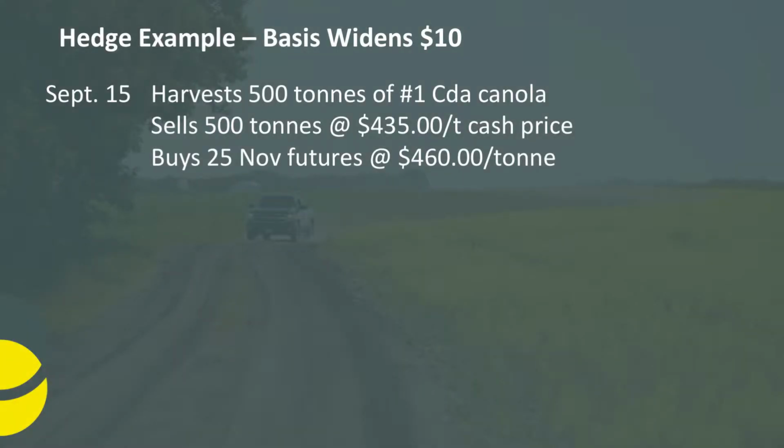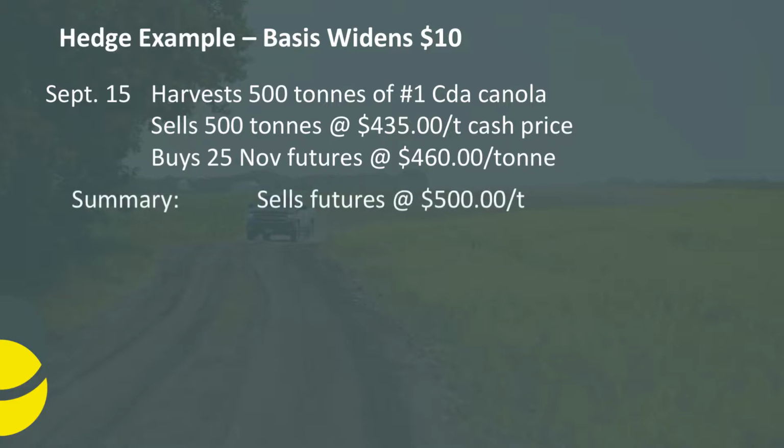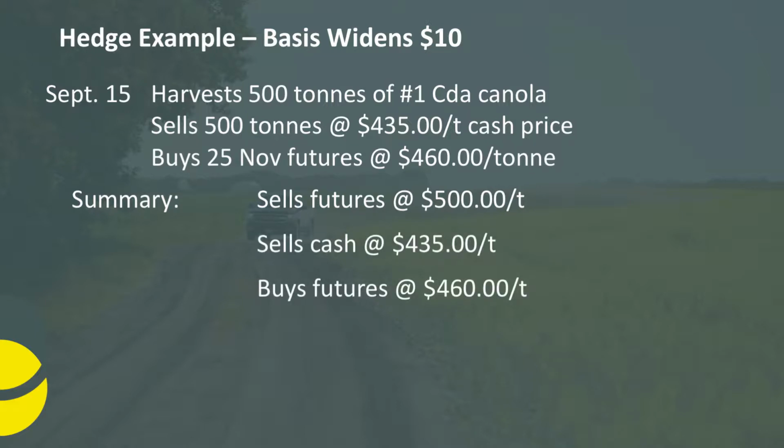What are the implications if basis widens? Looking at the same example, let's say that once again the futures have fallen $40 per ton. The futures were sold at $500 per ton. They were bought back at $460 per ton. So there's a net gain in the hedge account of $40 per ton.